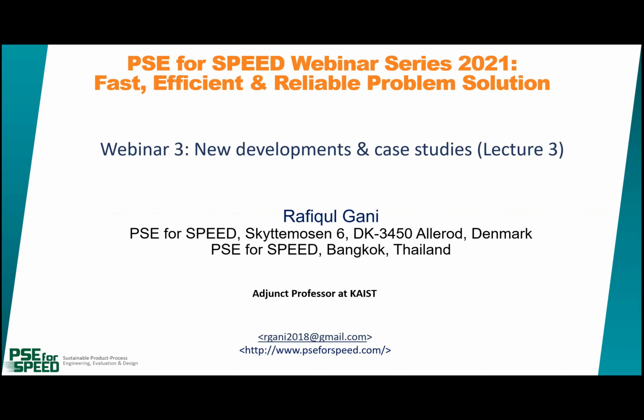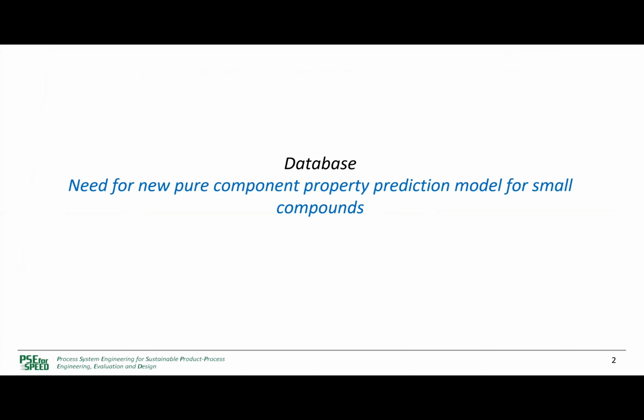So I'm calling it New Developments and Case Studies. So the first thing is actually what we have been discussing: the need for a new pure component property prediction model for small molecules. Refrigerants are small molecules, and we have a discussion on whether the standard group contribution models that are used for many things are applicable for pure compounds, for refrigerants.